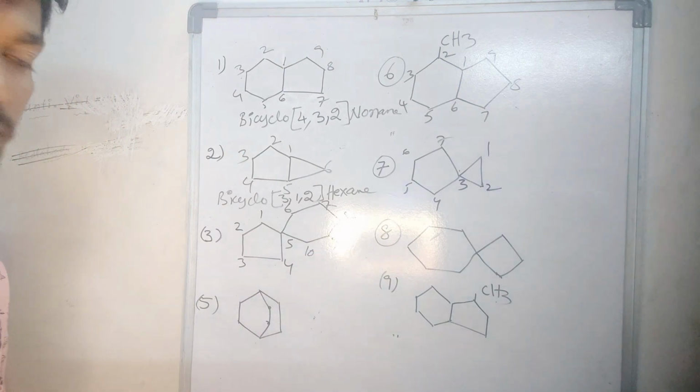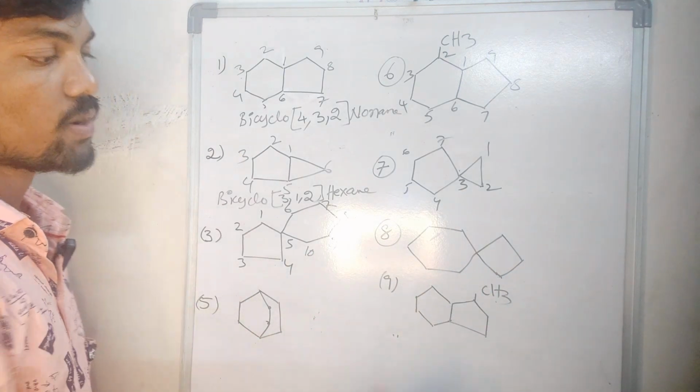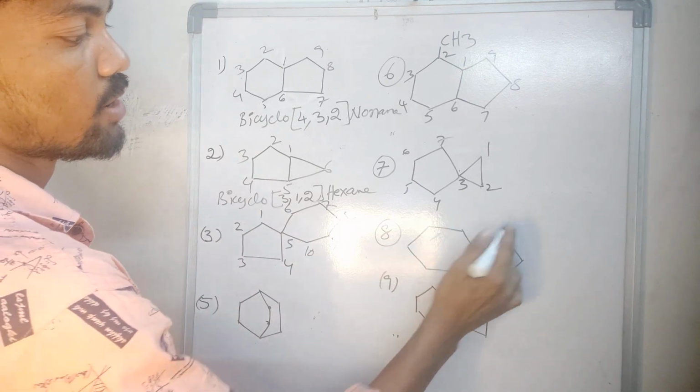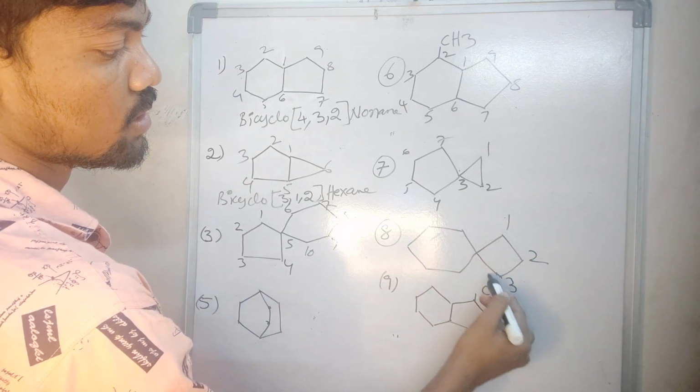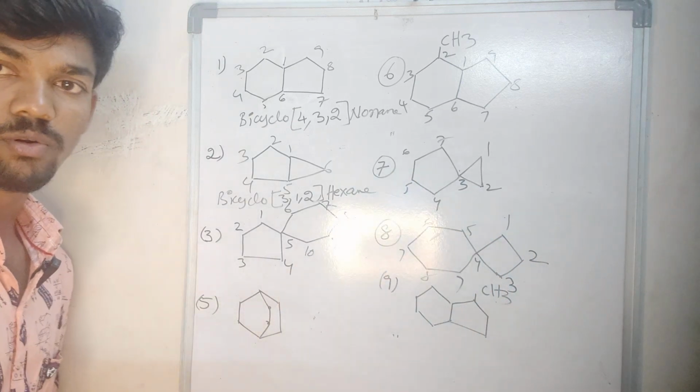Next, coming to the next ring, what is there here? This is also a spiro. We have to start from 1, 2, 3, 4, 5, 6, 7, 8, 9. This is the spiro compound.